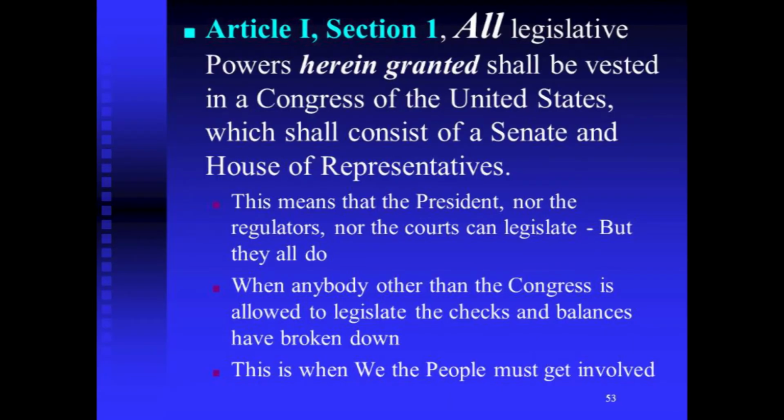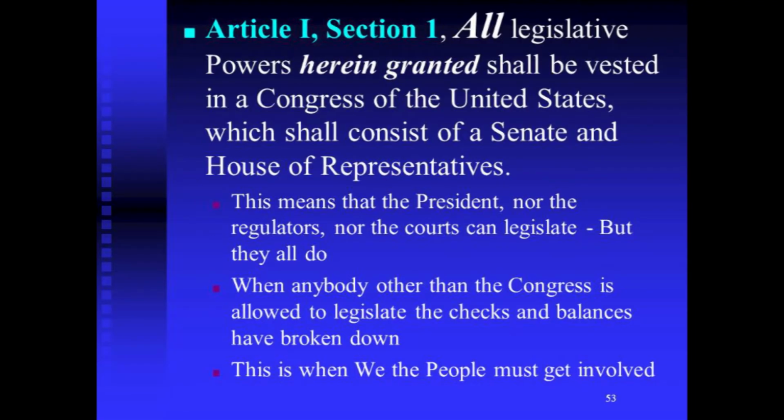All legislative powers herein granted shall be vested in a Congress of the United States, which shall consist of a Senate and House of Representatives. This means that the President, nor the regulators, nor the courts can legislate, but they all do. Another important part here that I've got highlighted is all legislative powers herein granted. If they don't have that power herein granted under enumerated power, folks, they don't have the power and authority.